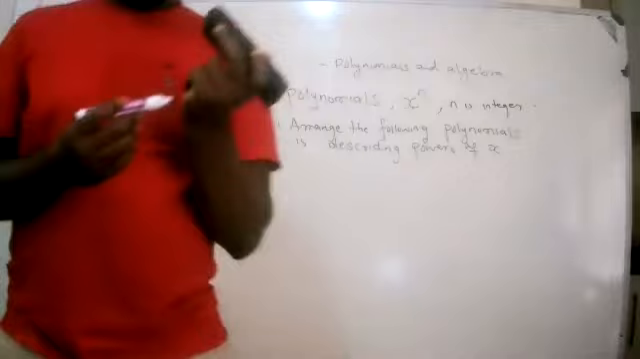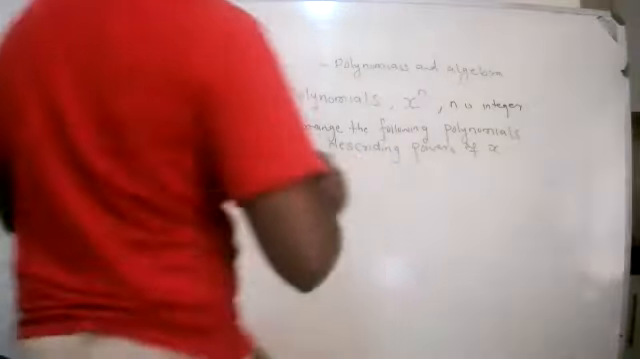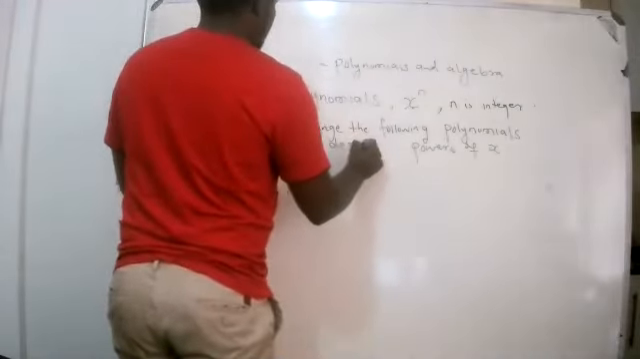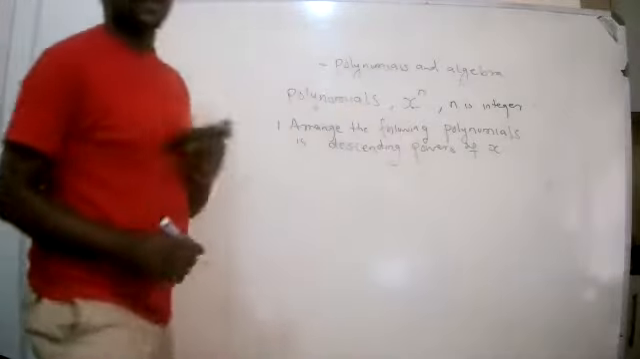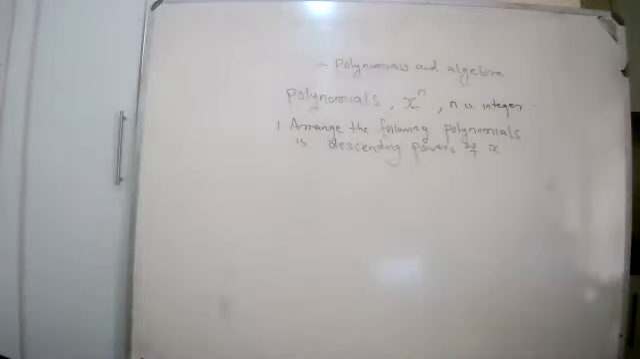Can any one of you explain to me what we mean by descending? I did not write the correct word. Descending. What does this word mean? Because it's the key for this question. So when they say we must write it in descending order, what do they mean exactly?